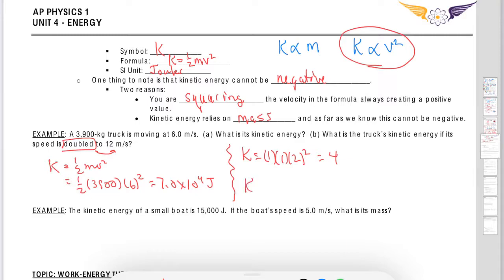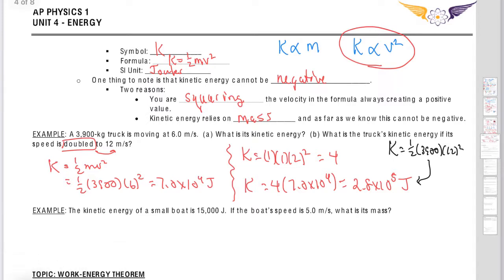So what does that mean for my new kinetic energy? All I'm going to do is 4 times 7.0 times 10 to the 4th, and that's how much kinetic energy it now possesses. That's going to be 2.8 times 10 to the 5 joules. Again, because they give you the speed, you can simply do 1/2 times 3,900 times 12 squared, and you'll get the same answer. I just wanted to do a little bit more practice using the factors of change method.